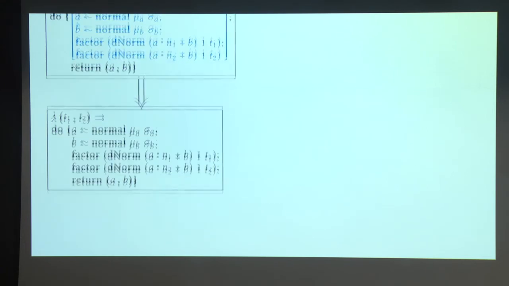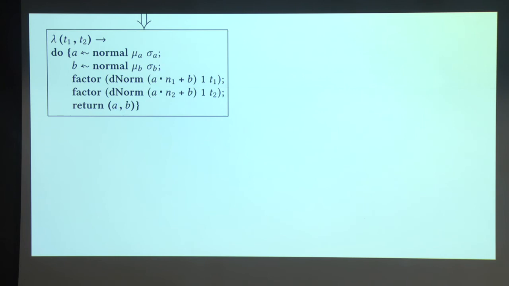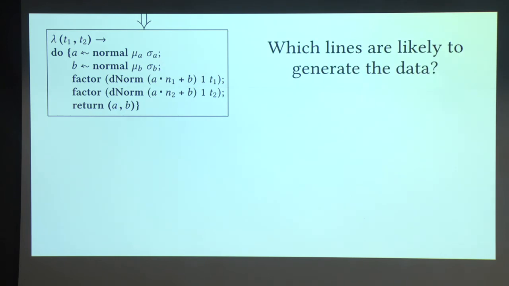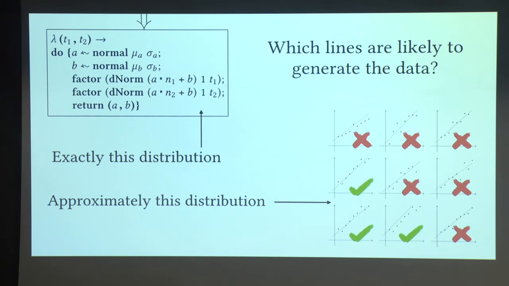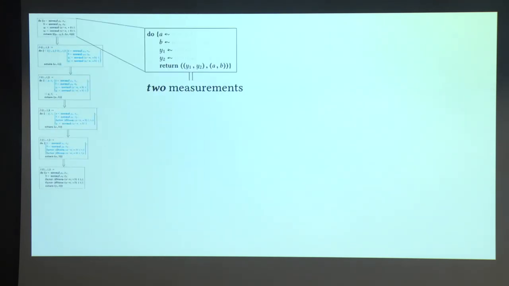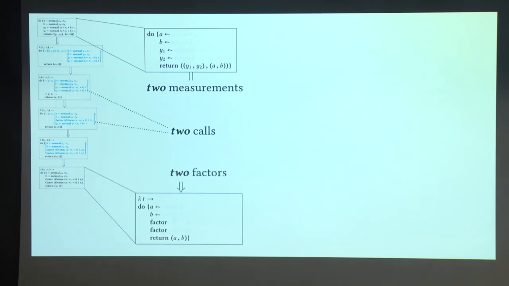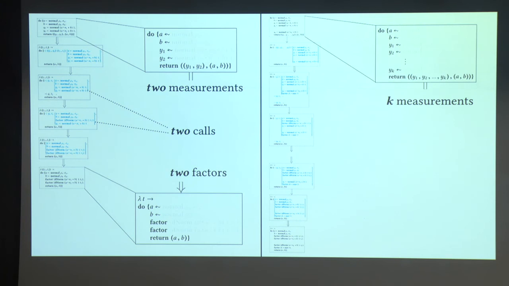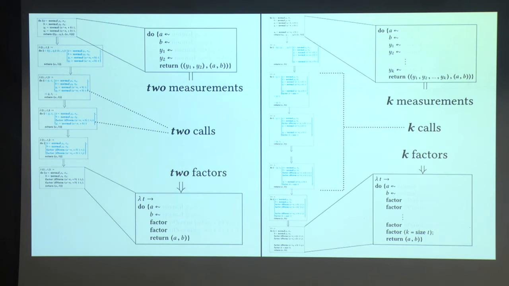But more importantly, we have this output program, which answers our original question, which lines are likely to generate the data that we observed. And the answer is the lines that exactly follow this distribution and approximately follow this distribution. So this is great. To summarize, we started with a program that makes two measurements, which led to two calls to constrain, and which led to an output that has two factors. We can extrapolate from this process for the original question that we cared about, with k measurements, an arbitrary number of measurements, which will lead to k calls to constrain, which will finally result in an output that leads to k factors. And this is the original algorithm, and it works, and it's correct.